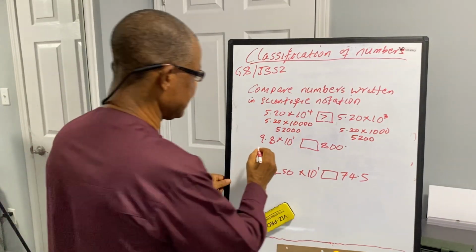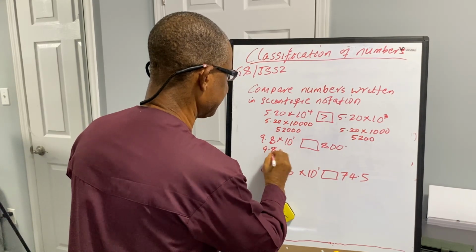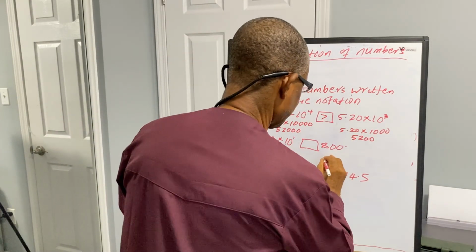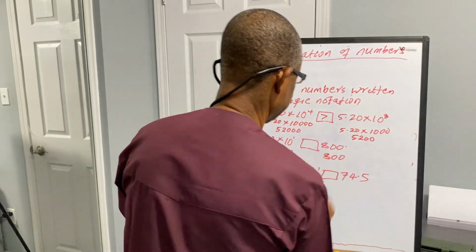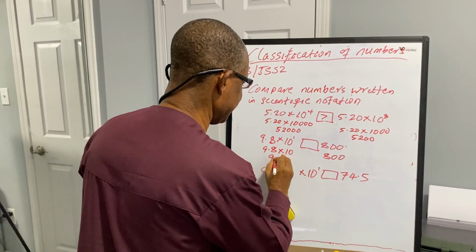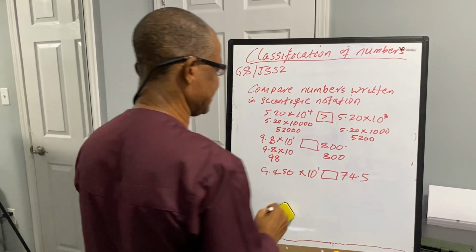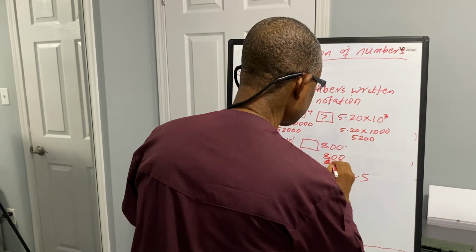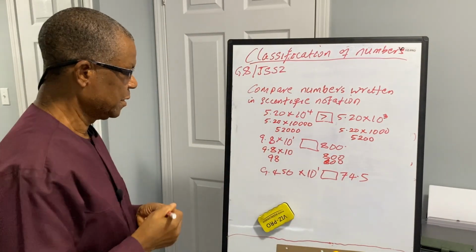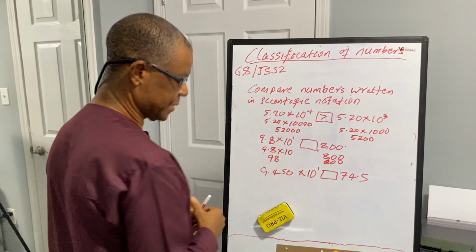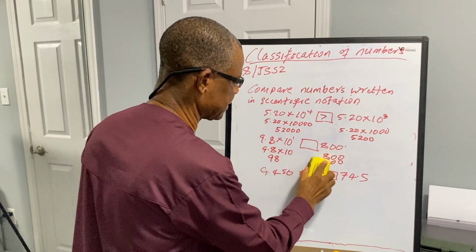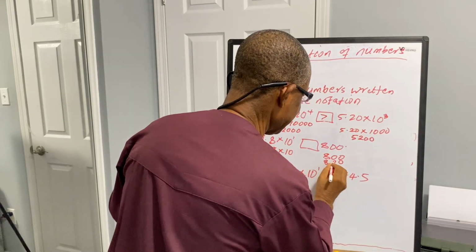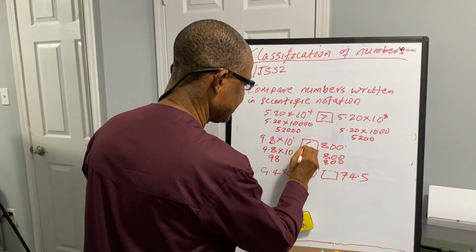In the same way, this is 9.8 times 10. Anything raised to power 1 remains the same thing. And this is already given in ordinary number. And this will give you 98. 9.8 times 10 will give you 98. And this is 800. So out of the two, is this 98 greater than 800, or the 98 less than 800? You will agree with me that 98 is less than 800, you put your less than symbol.